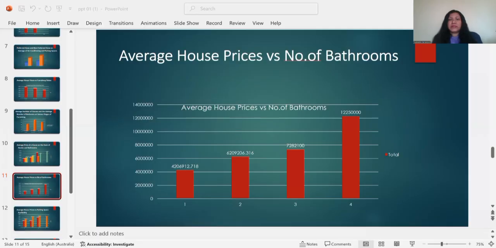This chart, average house prices versus number of bathrooms, shows a dramatic positive correlation between the number of bathrooms and average house price. The average price increases from $4.21 million for 1 bathroom to a high of $12.25 million for 4 bathrooms. The most significant price jump occurs between 3 and 4 bathrooms, highlighting a substantial premium for luxury and convenience.